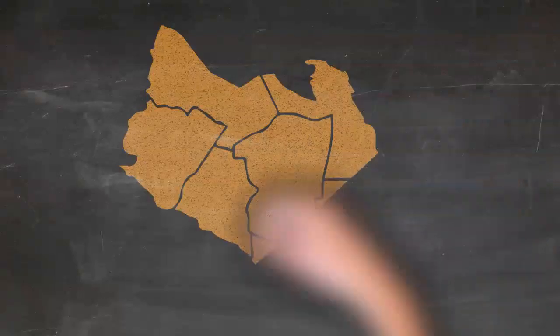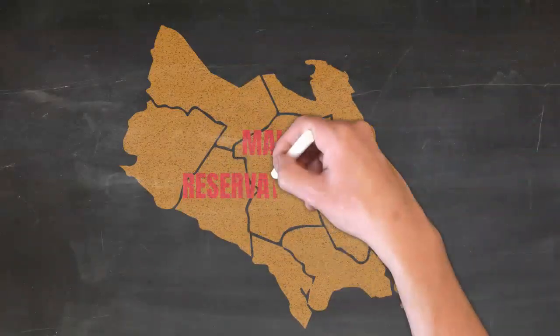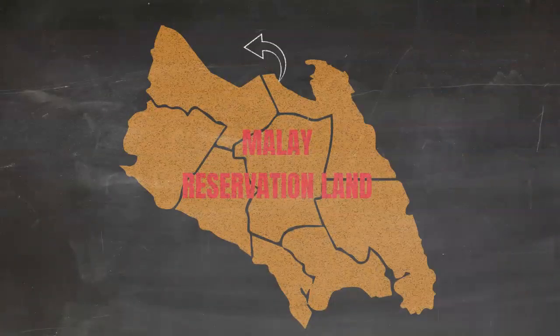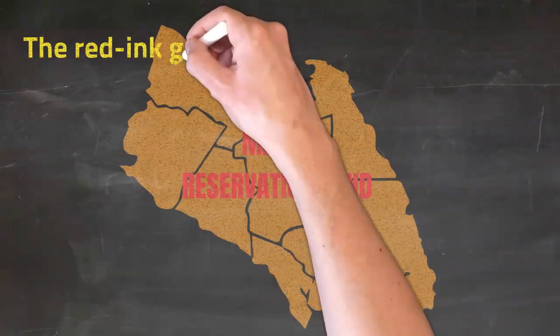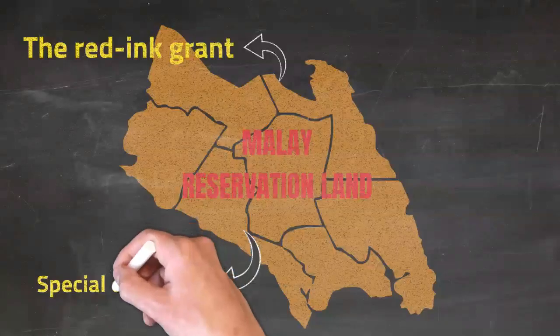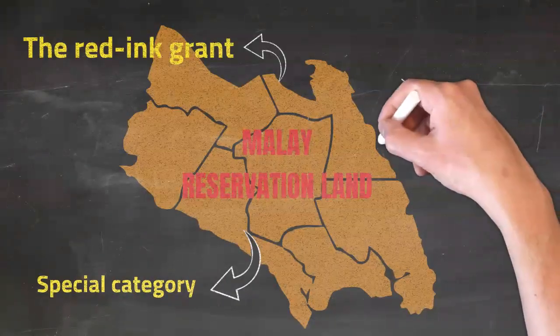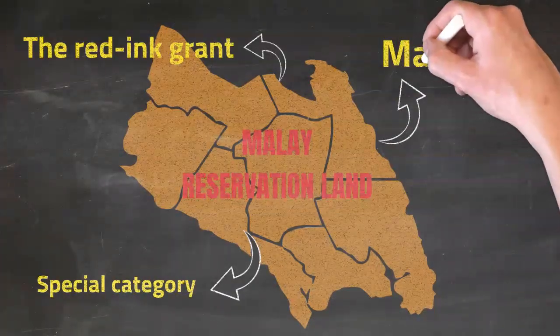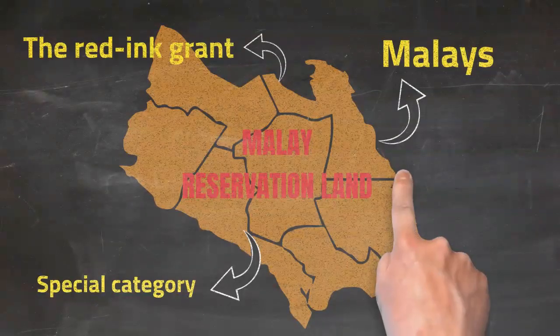Restriction on dealings under Malay reservation land. Malay reservation land, also known as the Red in Grant, is a special category of land within the boundary of a state which can only be owned and dealt with by Malays, being the natives of the state. These lands can only be transferred or leased to Malays.